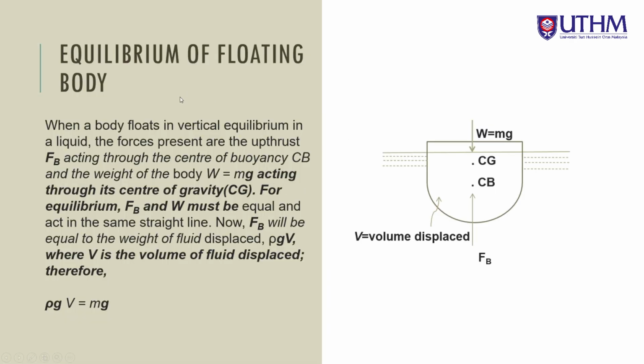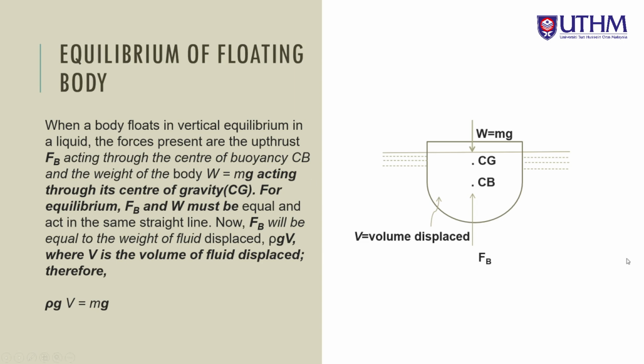Okay, so kita proceed to equilibrium of floating body. When a body floats in a vertical equilibrium in a liquid, the forces present are the upthrust, which is FB, buoyant force, acting through the center of buoyancy, CB, and the weight of the body, W equal to mg, acting through its center of gravity. For equilibrium, FB and W must be equal and act in the same straight line. Now, FB will be equal to the weight of the fluid displaced, which is rho GV, where V is the volume of the fluid displaced. Therefore, rho GV is equal to mg.